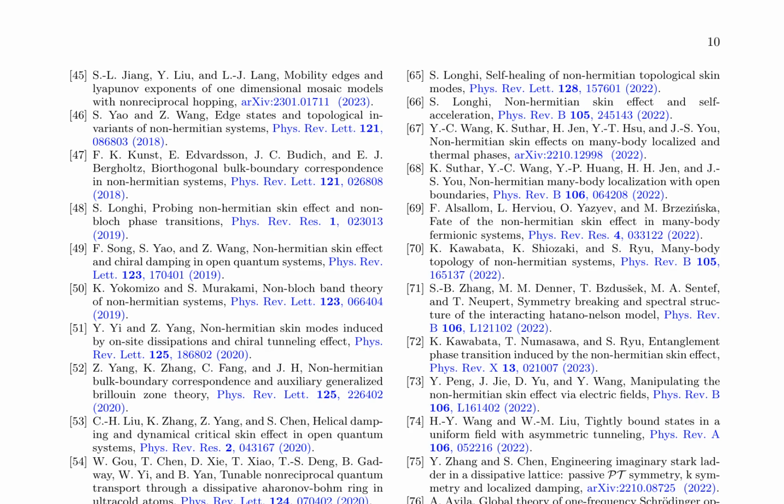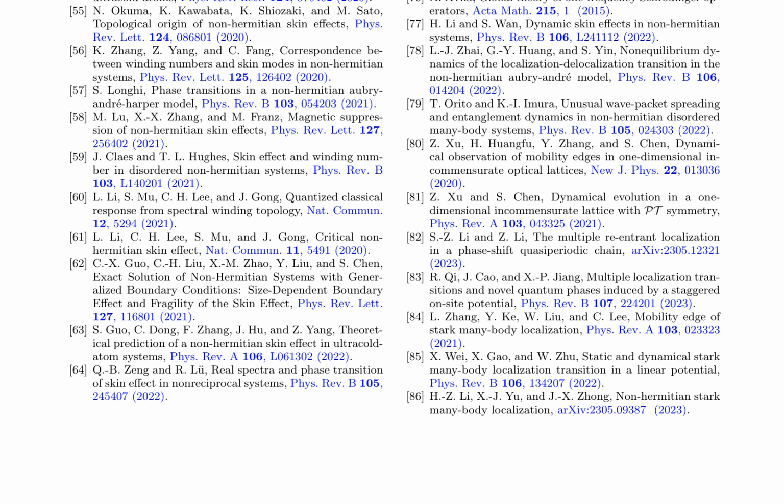Non-Hermitian skin modes are characterized by their localization at the edges of the system, resulting from non-reciprocal hopping terms in the Hamiltonian. This breakdown of the conventional bulk boundary correspondence gives rise to a new type of bulk-skin correspondence, where the topological properties of the bulk are reflected in the edge states. Symmetry breaking and spectral structure play a crucial role in non-Hermitian systems, and the manipulation of the non-Hermitian skin effect can be achieved through external fields.